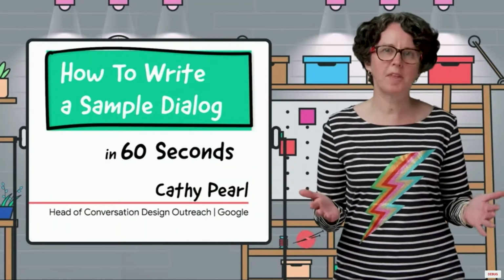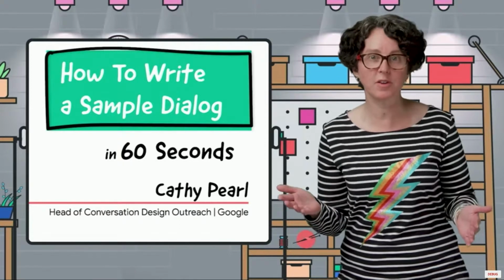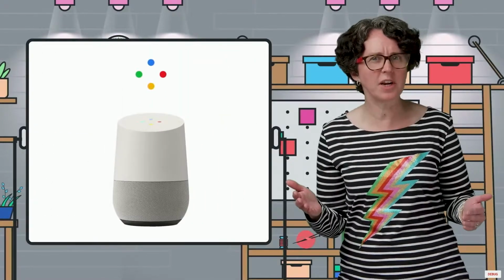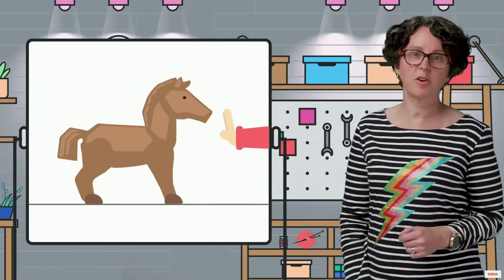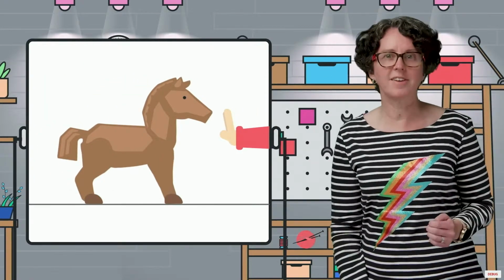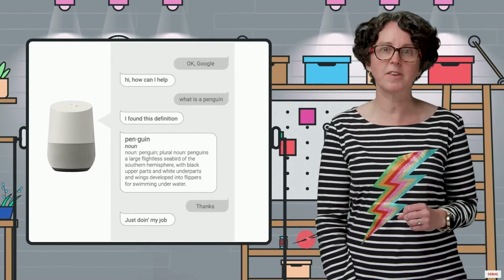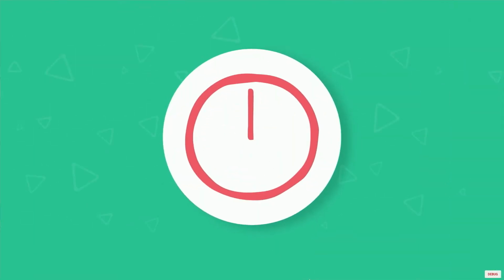Have you ever stopped to think about how many amazing things you could do and develop for the Google Assistant? Want to build the next cool thing? Ready to start coding? Whoa, Nelly, not so fast. Before you start developing, you've got to start designing. And the first step in designing a conversational system is something called a sample dialogue. I'm going to tell you how to design a sample dialogue in 60 seconds.